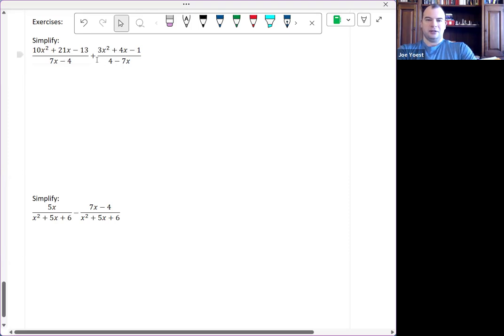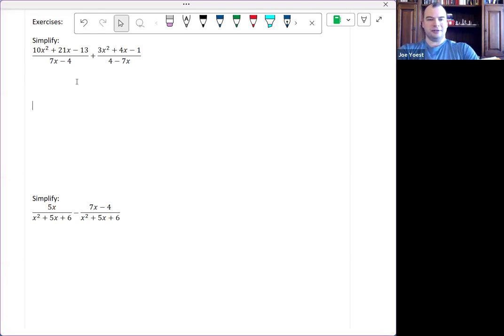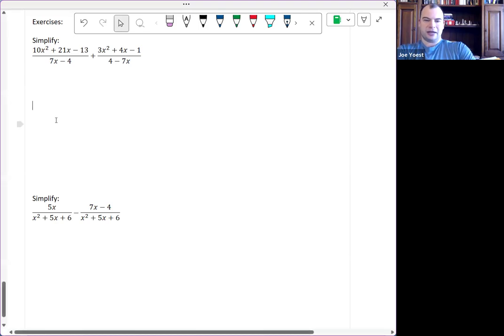Get the denominators to be like denominators. Do your addition or subtraction. And then after you've done the addition and subtraction and combined all the like terms and simplified the numerator, then try to factor it and divide out common factors.